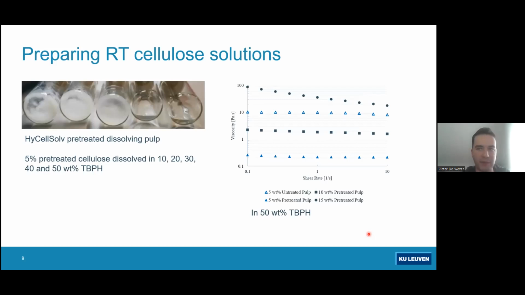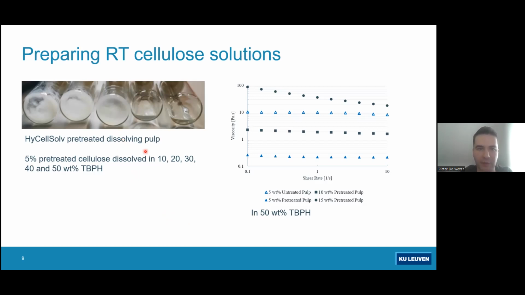So with this pre-treated pulp, we dissolved cellulose in various concentrations in tetrabutylphosphonium hydroxide. In the more diluted system, a white opaque paste was obtained, which could not really be employed for the fabrication of microspheres. But for the 40 and 50% solution, we obtained a clear and transparent solution.